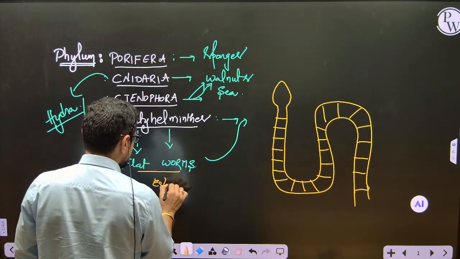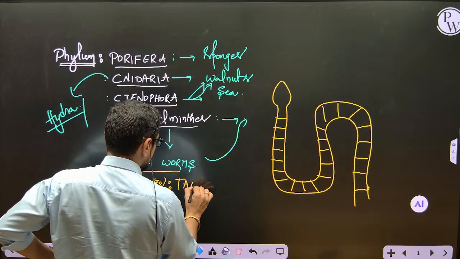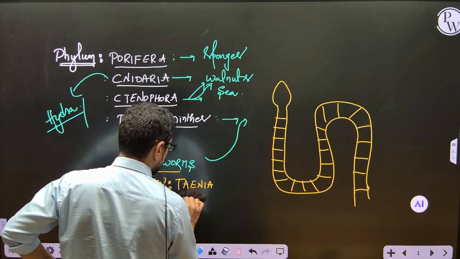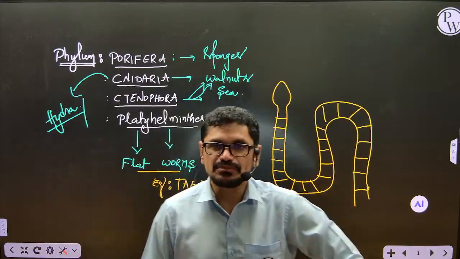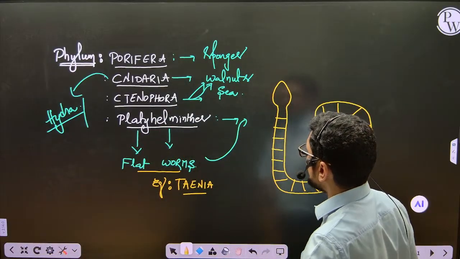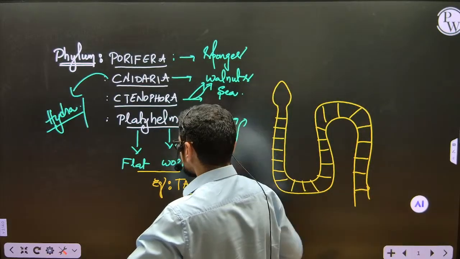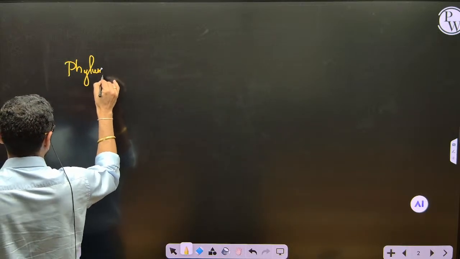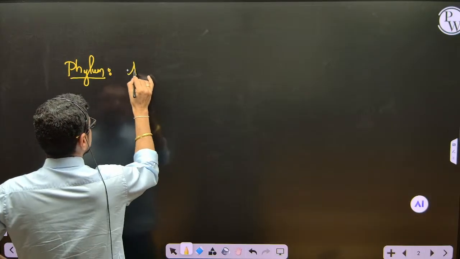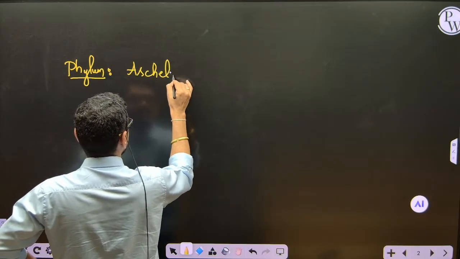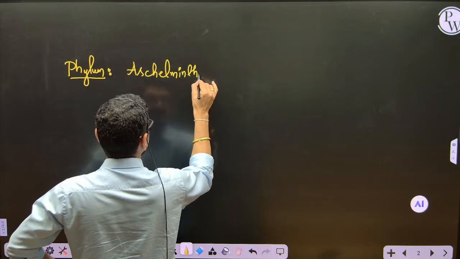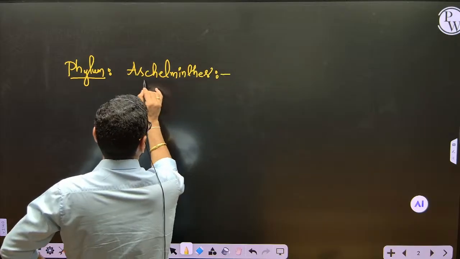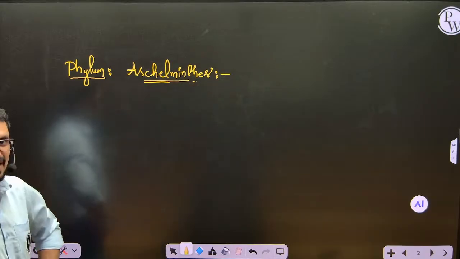Let me tell you the best example. Taenia, Taenia solium. Taenia is nothing but a flatworm. Platyhelminthes, example flatworms. Okay, this is another phylum. Next phylum, I will write the next phylum, the next group, Aschelminthes. So this is the next phylum, Aschelminthes.